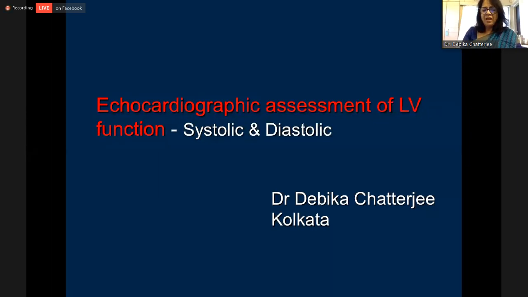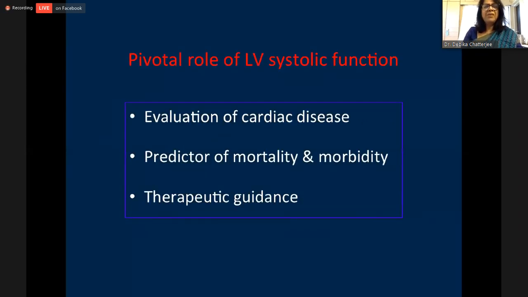I'm going to talk on the echocardiographic assessment of LV function, where I'll cover both systolic and diastolic. Out of all indications of echocardiography, perhaps assessment of LV systolic function is the commonest indication, because it is the easiest parameter of the LV function to understand.